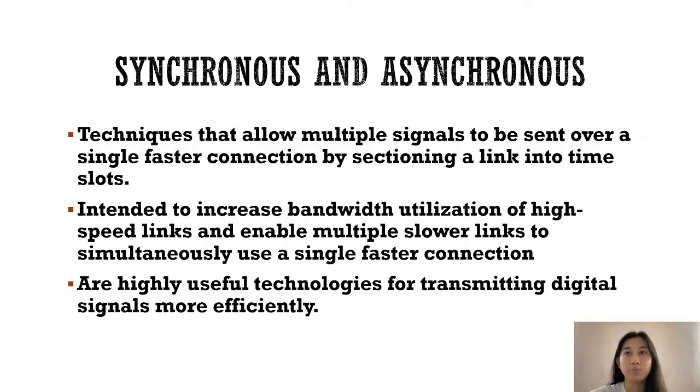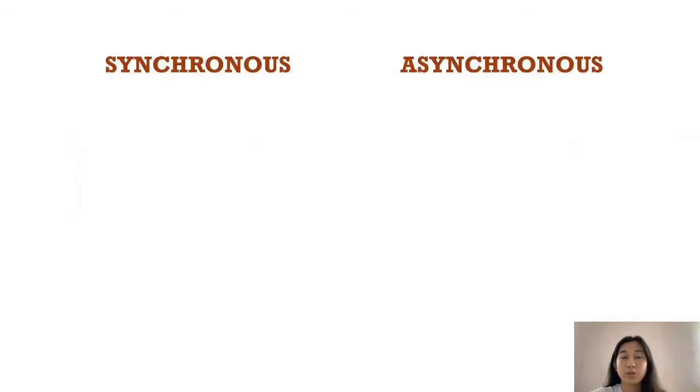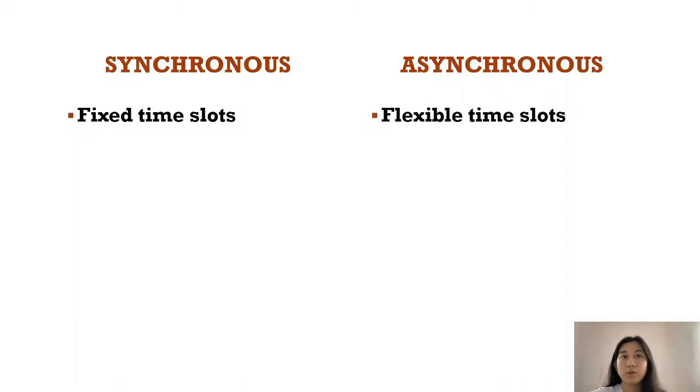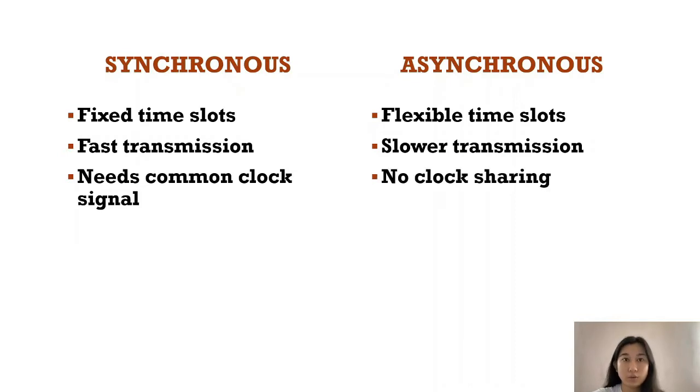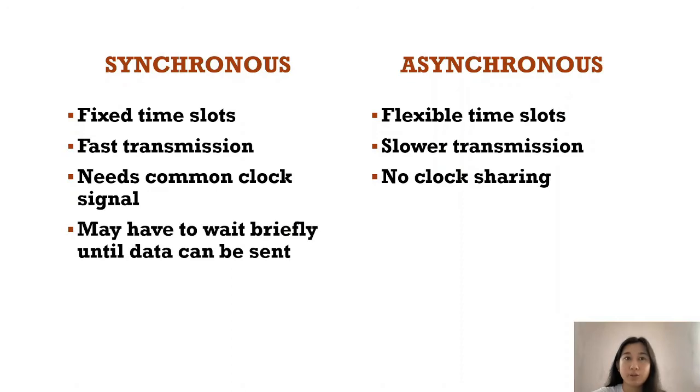But what are synchronous and asynchronous TDM exactly? In synchronous TDM, time slots are fixed, while in asynchronous, time slots are flexible. Synchronous has fast transmission, while asynchronous has slower transmission. Synchronous needs a common clock signal, while in asynchronous, there is no clock sharing. Synchronous may have to wait briefly until data can be sent, while asynchronous can transmit when it's ready.